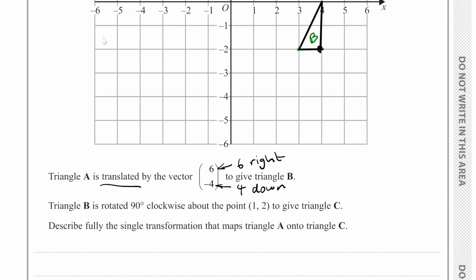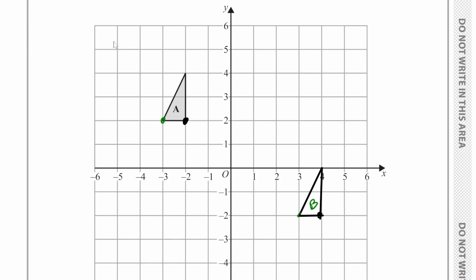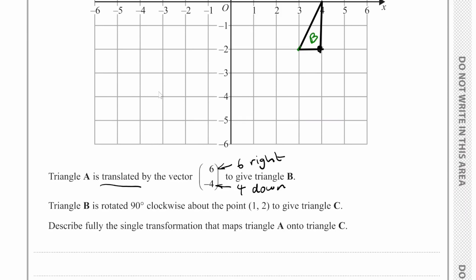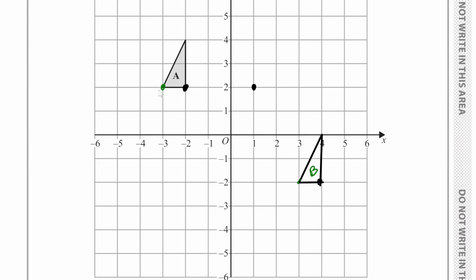Triangle B is rotated 90 degrees clockwise about the point 1, 2 to give triangle C. So we've got the point 1, 2, and we're rotating our triangle B 90 degrees clockwise from there. It's useful to use tracing paper for this. So you can put a piece of tracing paper down, draw over your triangle B, and you can put a little arrow facing up, and then hold your paper on the dot right here and just twist it until the arrow faces this way, and you'll see where the new shape is.